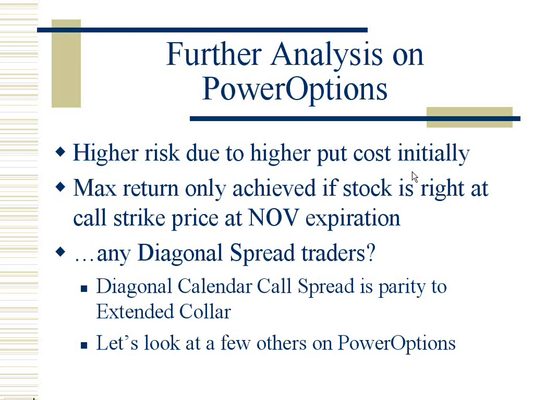Now, the higher risk, of course, is due to the higher put cost. We paid more money into that put option, so our net debit is higher, and the insurance policy does not kick in until the stock drops below $65 per share. The maximum return we just saw is only achieved if the stock is trading right at the call strike price at November expiration. Okay? Let me go ahead and take a look here.